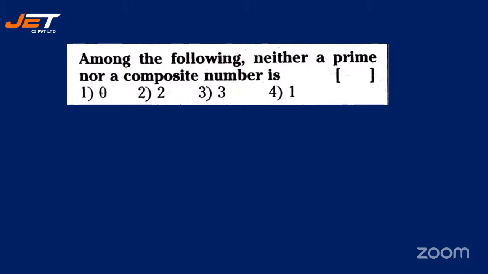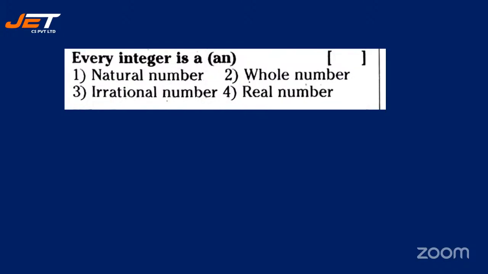All right, let's see. It's 1 students, it's 4. Option 4. Every integer is a natural number, whole number, irrational number, real number.